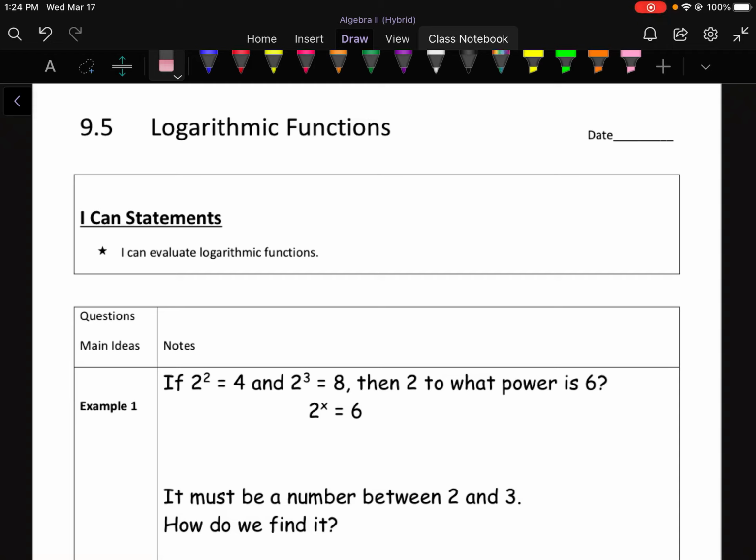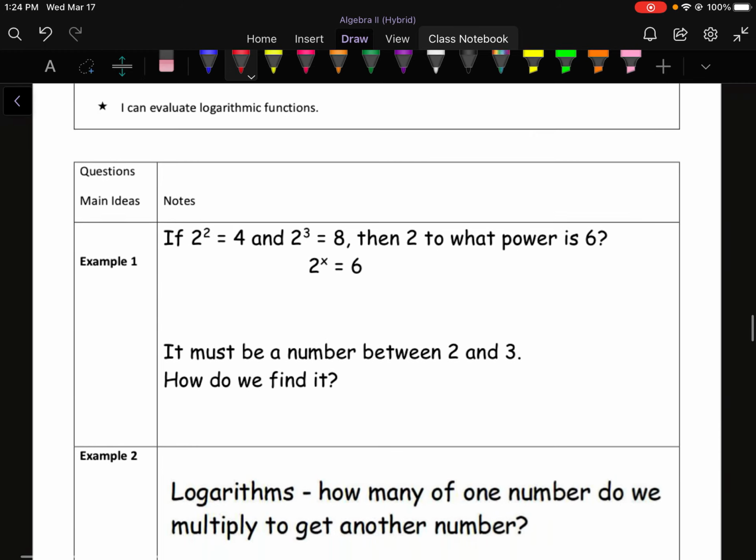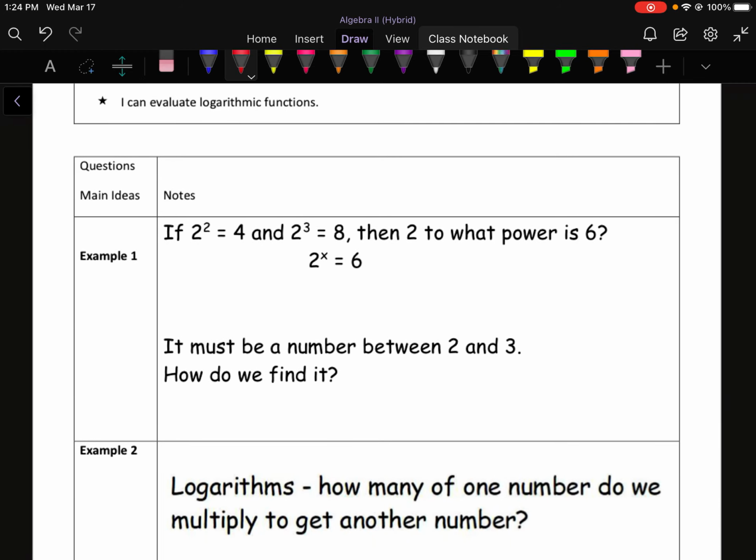All right, here we go. Section 9.5, logarithmic functions, also known as logs. Our goal for today is to be able to rewrite between logs and exponential form and vice versa, and then to evaluate. So, just a little thinking thing here to get us going.